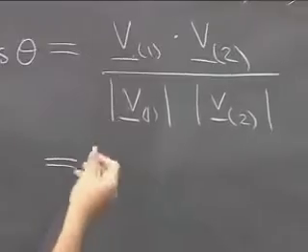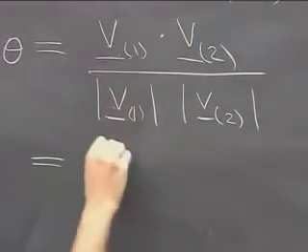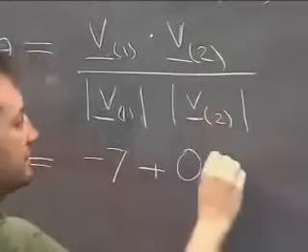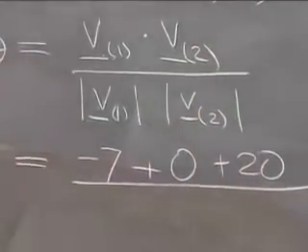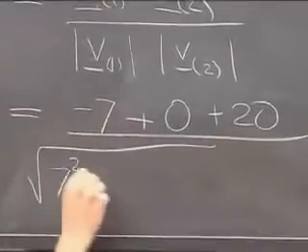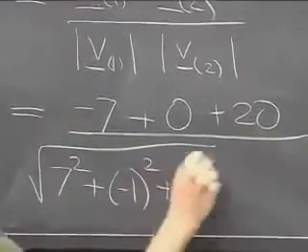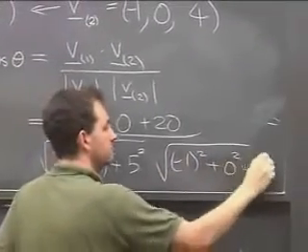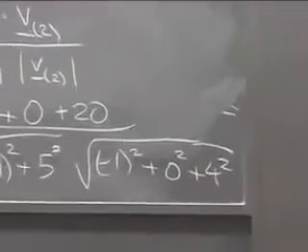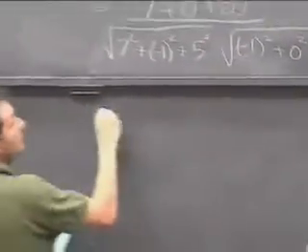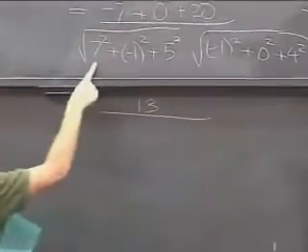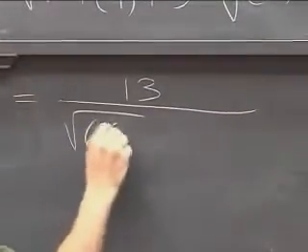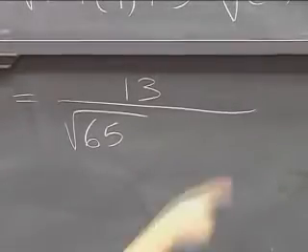So we just take the dot product. It's 7 times minus 1 plus 0 times minus 1 plus 4 times 5. And then we need the length. So I just took the length of each vector by taking the sum of the squares. So if we work this out, we get 13 over the product of 49 plus 25 is 64, but this will be root 65 because of the 1, and this will be root 17.